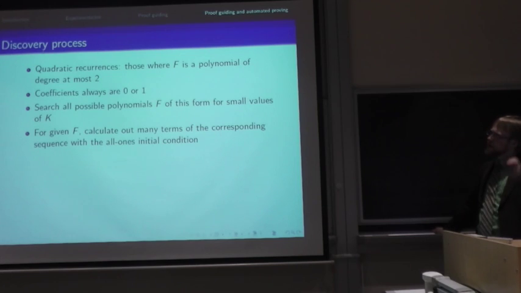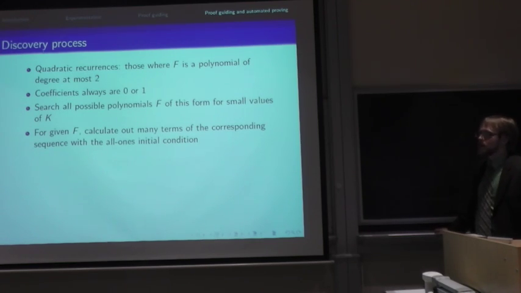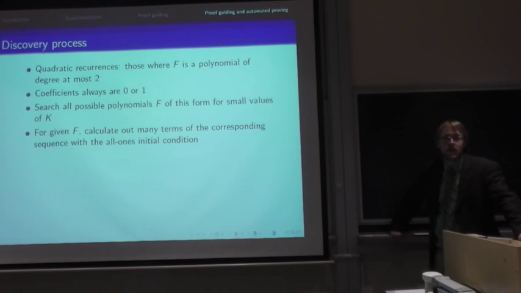And for any given f, I can just calculate, it is really easy. Note this here is experimentation. Just like in partitions, when I was discovering the partition identities, I just calculate out a bunch of terms and see if everything works out. I can do the same thing here. Come up with a polynomial, calculate out a bunch of terms of the sequence, and then ask, is it still integral? If it is, oh look, it's a candidate. If not, okay, we move on to the next one.